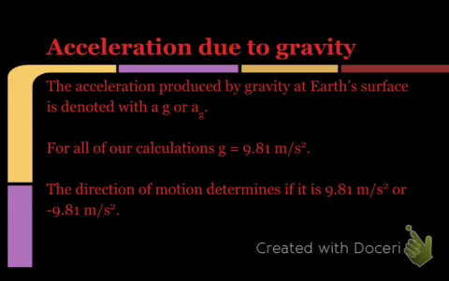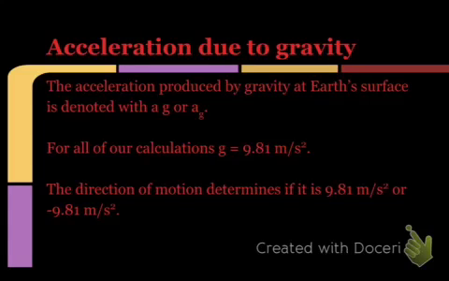So the acceleration produced by gravity at Earth's surface we denote with a g, like the letter G, or a small letter g. So it's the acceleration due to gravity. For all of our calculations, g will equal 9.81 meters per second squared. That is a number that, while I don't tell people they have to strictly memorize it, you will memorize it by the end of this unit even, because we will use it so often, and you may already have it memorized because we've already used it several times.